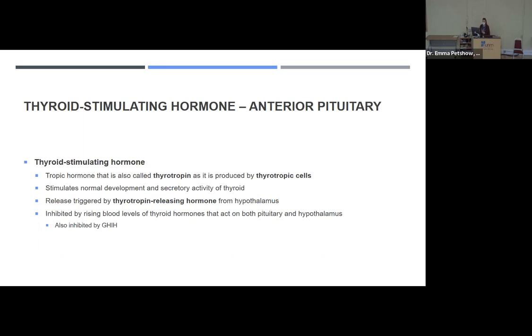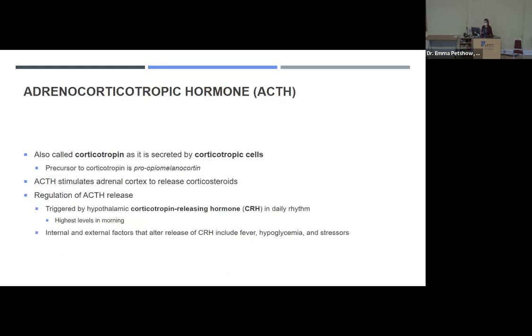All those make sense. It's going to stimulate the normal development and normal secretory activity of our thyroid, and its release is triggered upstream by TRH from the hypothalamus. So again, TRH triggers TSH, which triggers our thyroid follicles. It's going to be inhibited by rising blood levels of thyroid hormones, so normal negative feedback that acts on both the pituitary and hypothalamus. Obviously, we know when this goes wrong, we can see hypothyroidism or hyperthyroidism. And it can also be inhibited by GHIH, so a growth hormone derivative. Moving on, because we have a whole PowerPoint on thyroid, so I'm going to wait.